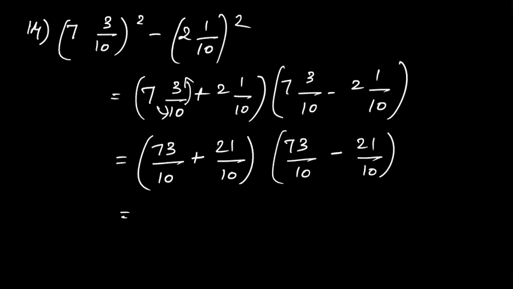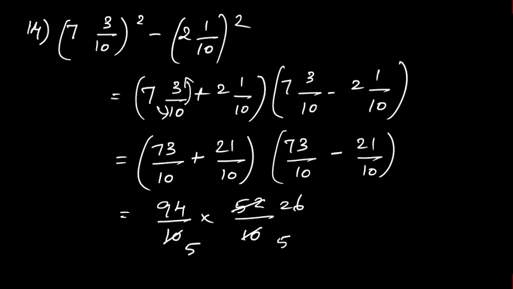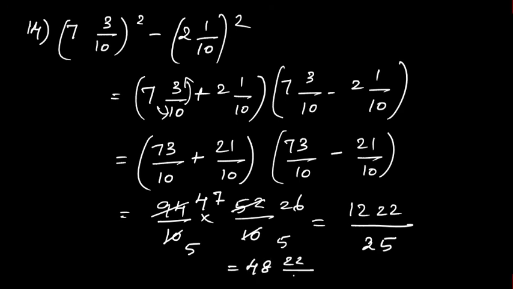So when we simplify, we get (73 + 21) which is 94 divided by 10, into (73 − 21) which is 52 divided by 10. So you can cancel these numbers using the 2 table. So 2 5s are 10 and here 2 26s are 52. Similarly here 2 5s are 10 and here 2 47s are 94. So we get 47 into 26. When we multiply, we'll get 1222 divided by 5 into 5, 25. So we can leave the answer till here, or we can convert this into a mixed fraction. When we convert, we'll get 48 22/25.